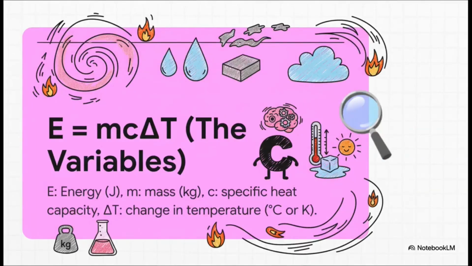Let's break this down. E is the thermal energy we're adding, measured in joules. m is the mass in kilograms, pretty straightforward. ΔT is just the change in temperature. But c, the specific heat capacity, now that's the really interesting part. It's kind of like a personality trait for a substance. It tells you how much energy it takes to raise just 1 kilogram of it by 1 single degree Celsius.